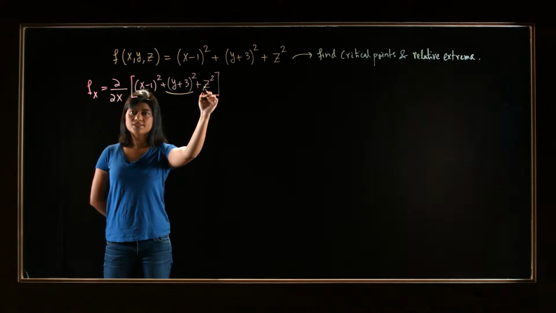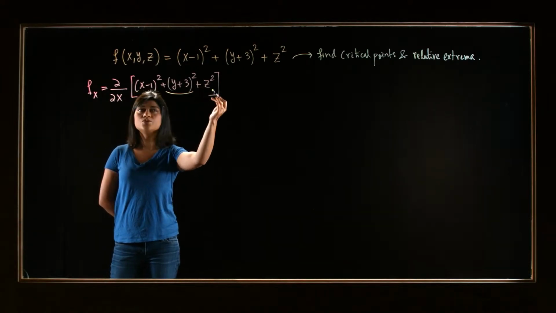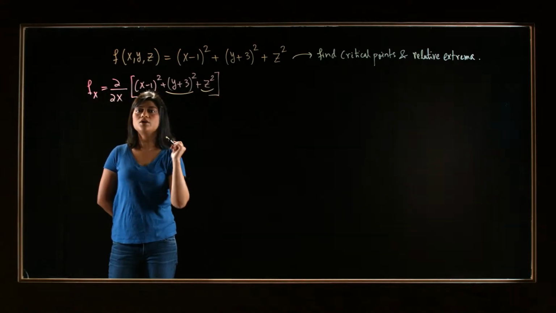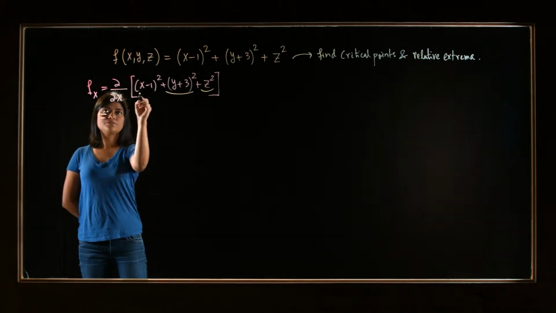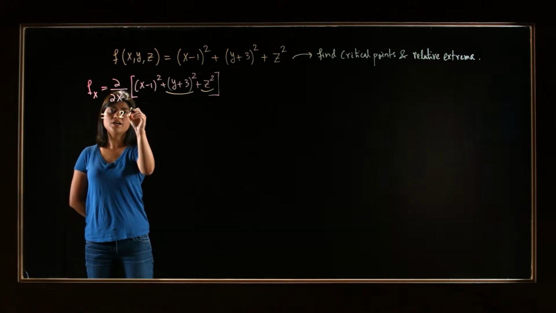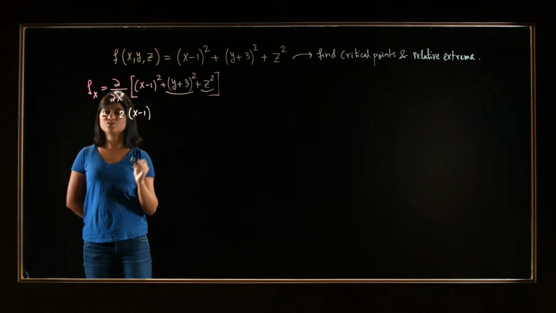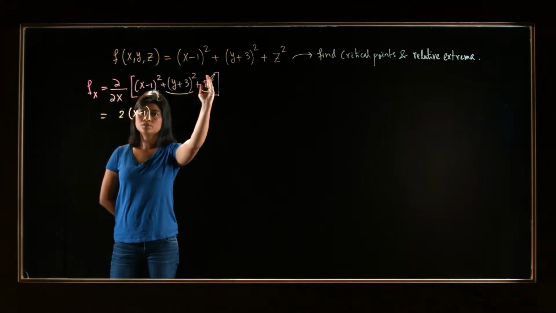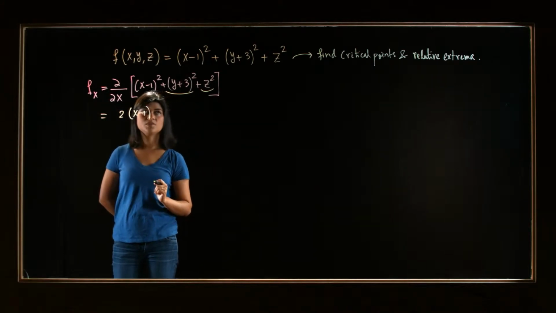Same for the last term. It is z squared. There is no x. So this is also a constant. So the derivative will be just the derivative of the first term, which is 2 times (x minus 1), and then plus 0 plus 0.